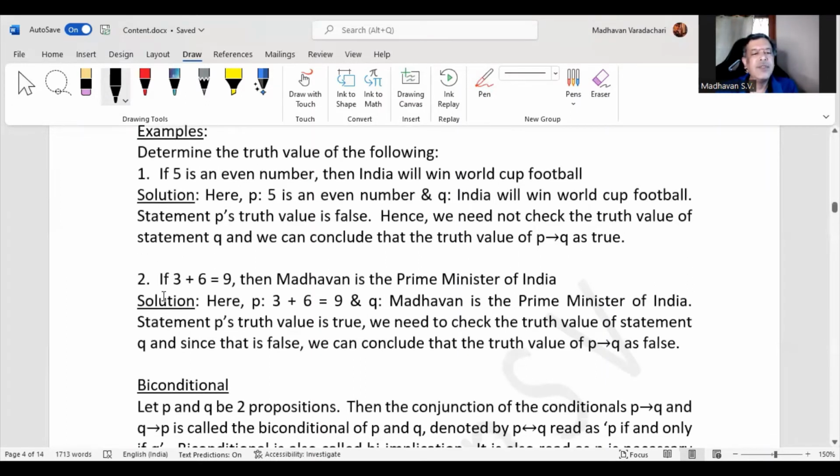In the second example, if 3 plus 6 equal to 9, then Madhavan is the Prime Minister of India. Here, statement P, that is the first statement, is 3 plus 6 equal to 9. The second statement is Madhavan is the Prime Minister of India. So here, since the first statement is true, we need to check the truth value of the second statement, and we found that the truth value of the second statement is false. So the resultant implication will be false only. That is what is written here. Statement P's truth value is true. So in this case, we need to check the truth value of statement Q, and since that is false, we can conclude that the truth value of P implies Q is false.